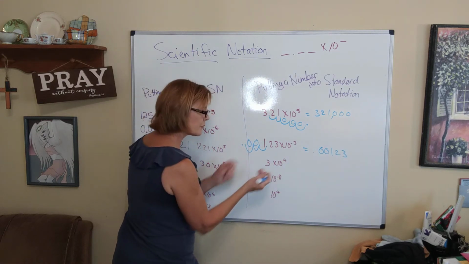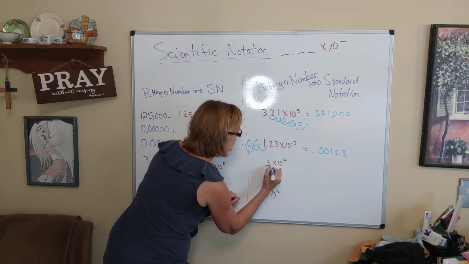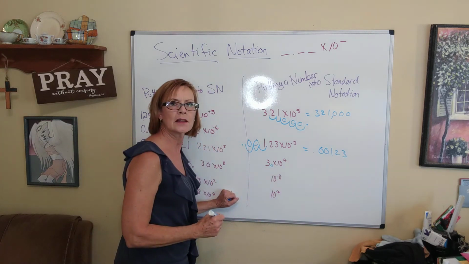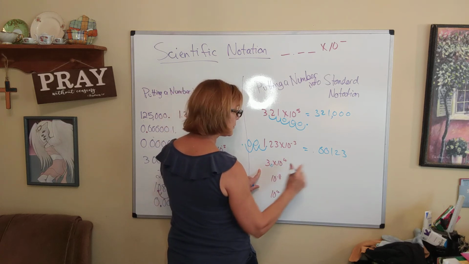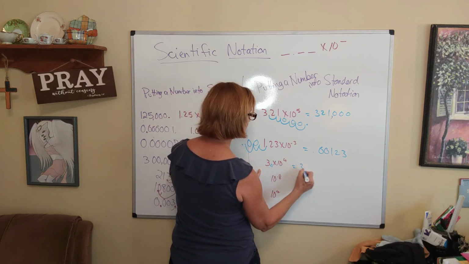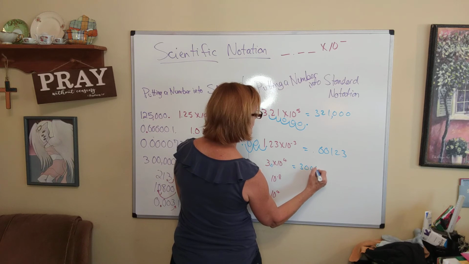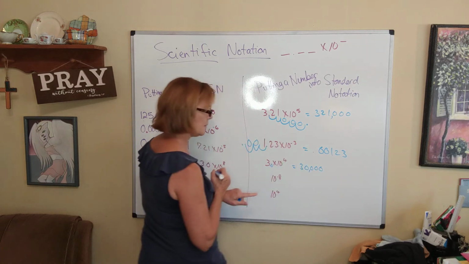If they give you a 3, where is the decimal? It's right here, 3.0. Sometimes they write it like that. So there's the decimal. We're gonna move it 4 places to the right. This is 3, 1, 2, 3, 4. That's what that's gonna be.